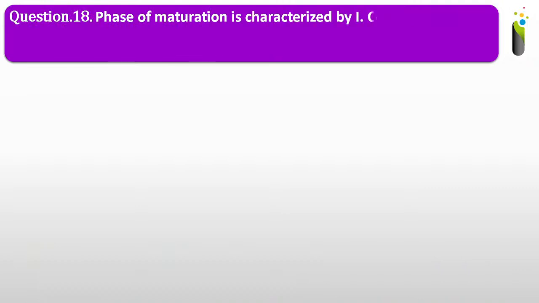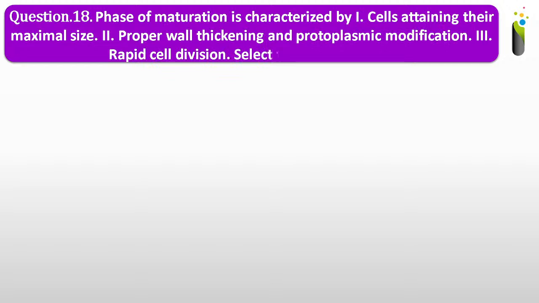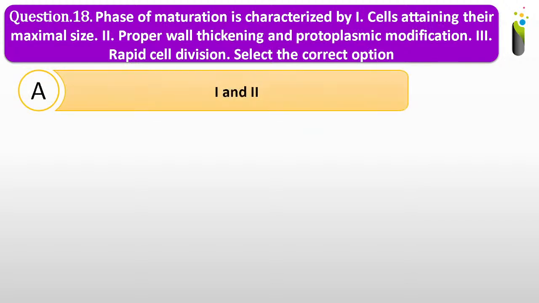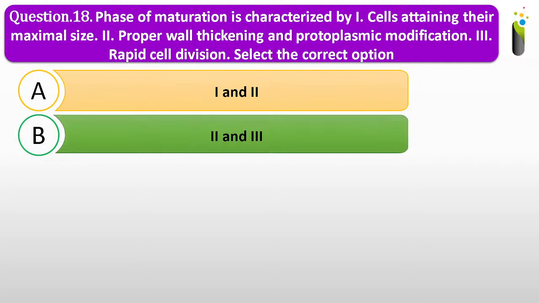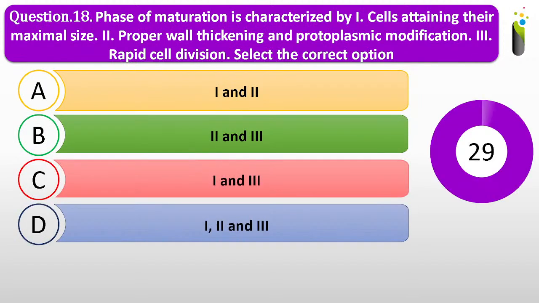Going ahead with question number 18. Phase of maturation is characterized by dash. First, cells attaining their maximal size. Second, proper wall thickening and protoplasmic modification. Third, rapid cell division. Select the correct option. A, 1 and 2. B, 2 and 3. C, 1 and 3. D, 1, 2 and 3.